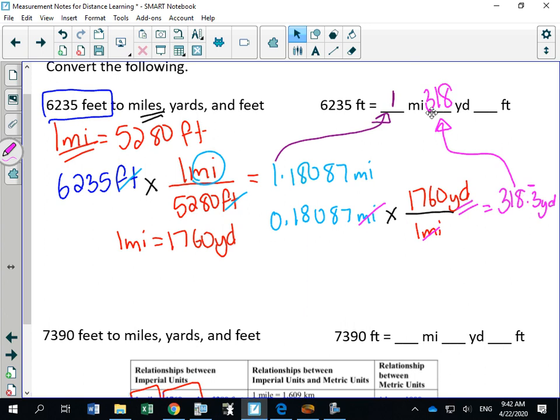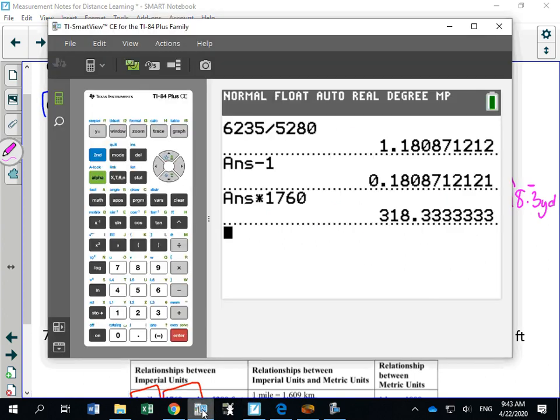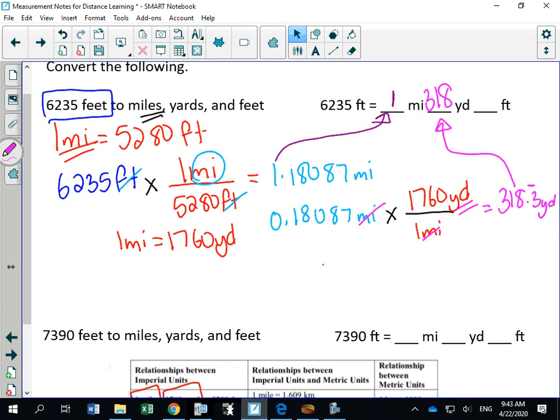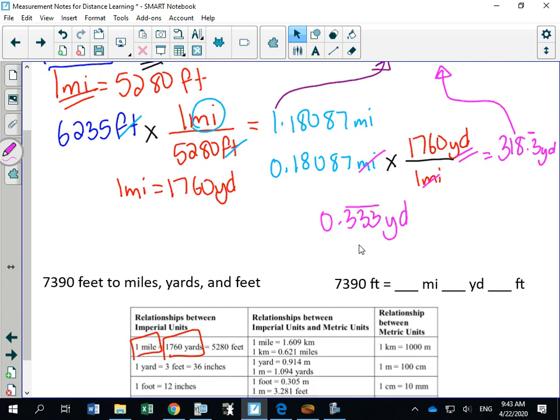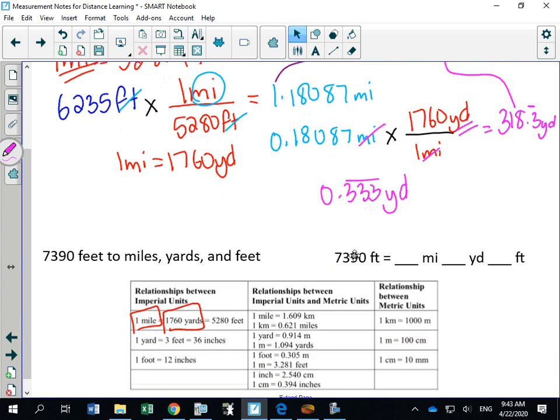Now that I put that 318 up, I need to get rid of it on my calculator. So I'm going to subtract 318 to give me just that decimal. So just that decimal was 0.333, like all of these threes in yards. Ask yourself, what are you converting that to? We're going from what to what? So we're going from yards to feet. Okay, so now on my formula sheet, I need to find the conversion from a yard to a foot. So a yard to a foot.